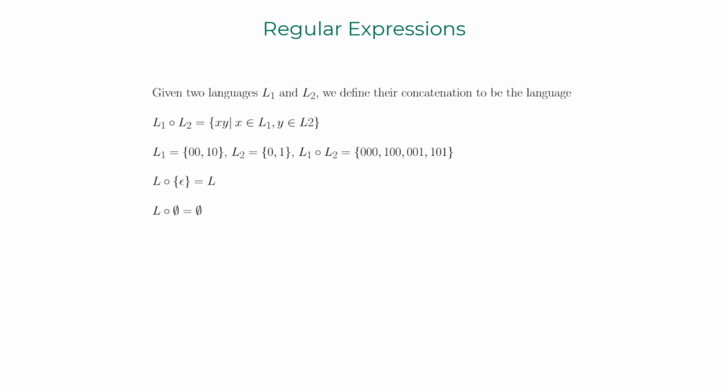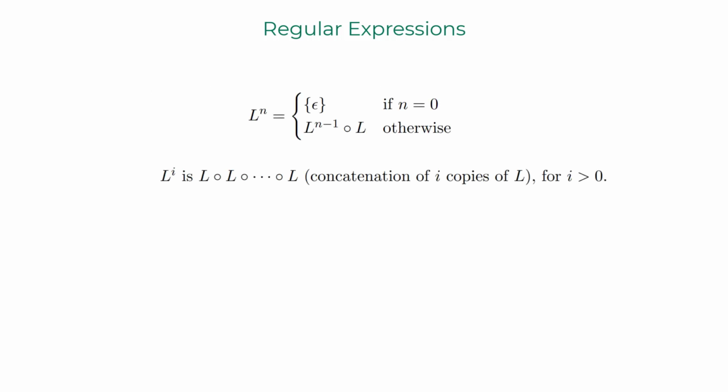Concatenation with the empty set might seem a little counterintuitive. Concatenation with nothing ends up in nothing by definition. You can think of this as a multiplication with a 0, whereas a concatenation with the empty string is like multiplication with 1.